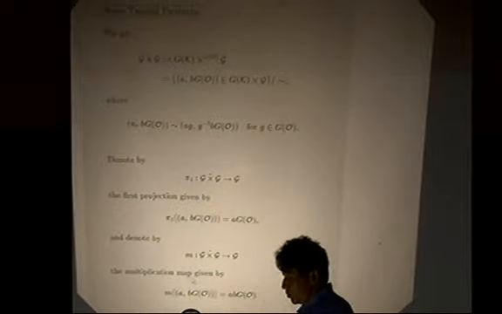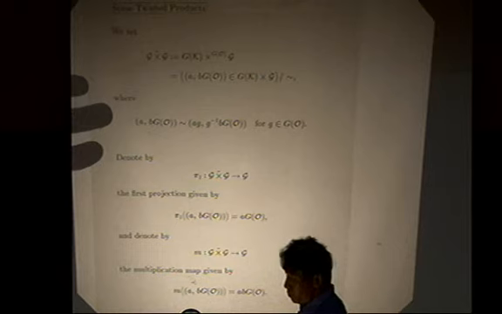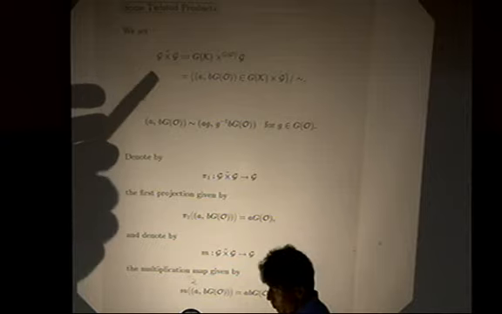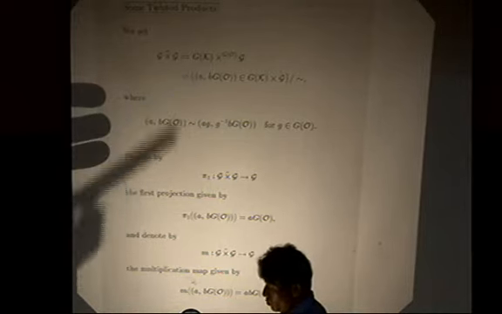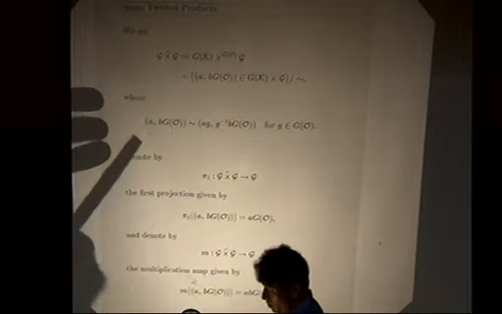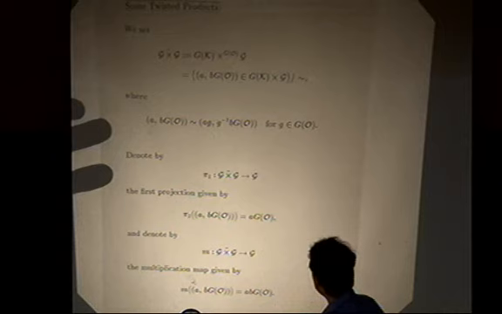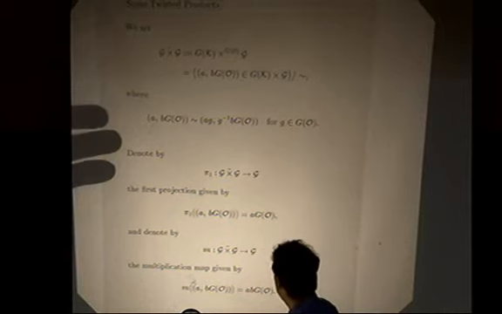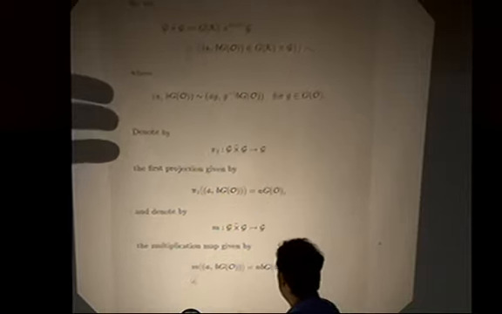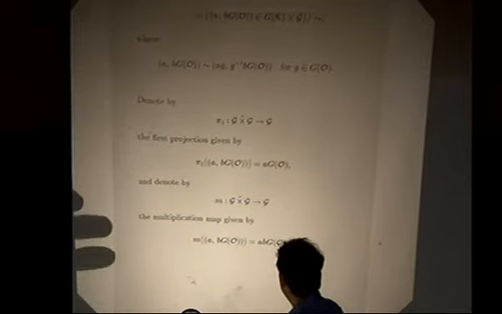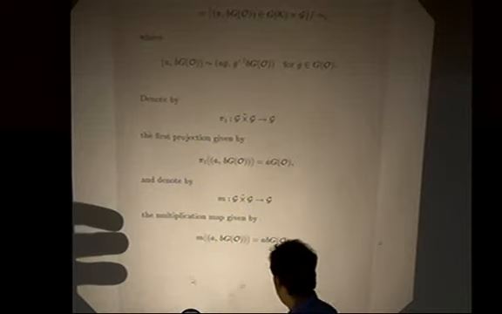So, to consider tensor products of MV polytopes or MV cycles, we introduce some twisted products, or convolution diagrams. We set G tilde times G to be this set, G(K) times G(O) G, which is defined by this equivalence relation: (a, bG(O)) is equivalent to (ag, g inverse b G(O)) for g in G(O). We denote by pi_1 the first projection given by this, and by m the multiplication map given by this.